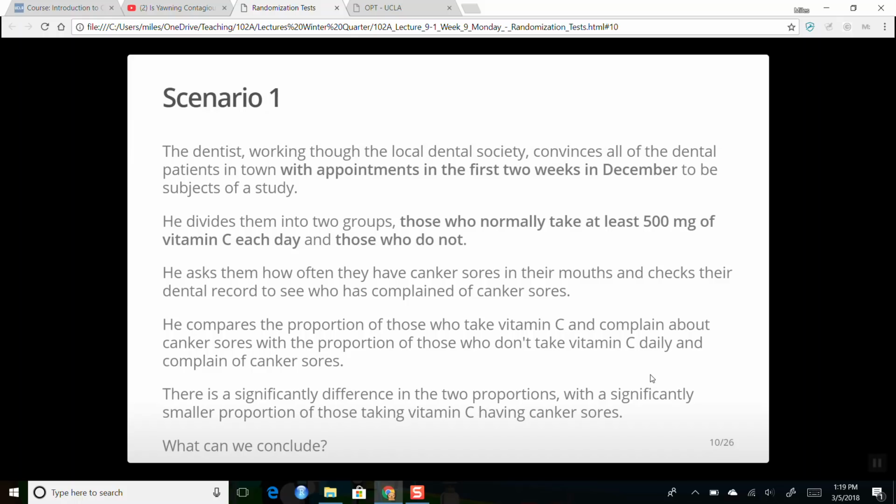And at the end, we find there is, I had this written wrong, but there is a significant difference between the 2 proportions, okay? Where those taking vitamin C have significantly fewer canker sores than those who don't. All right, what can we conclude?